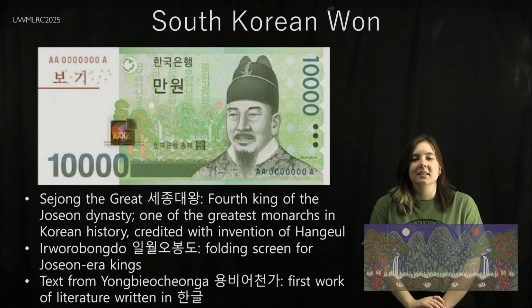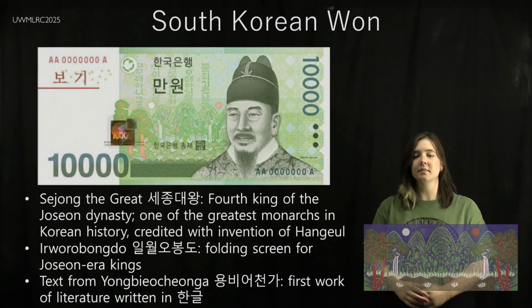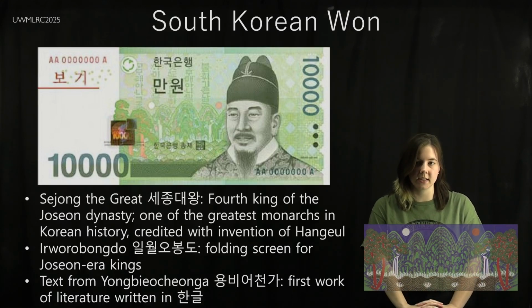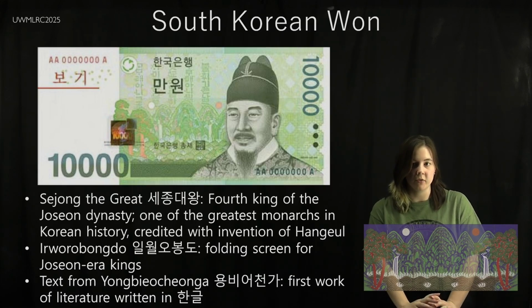This one, the Man Won, 10,000 won, features Sejongdaewang, King Sejong the Great. He was the fourth king of the Joseon dynasty and is considered one of the greatest monarchs, if not the greatest, in Korean history. He is credited with the invention of Hangul, the Korean alphabet.